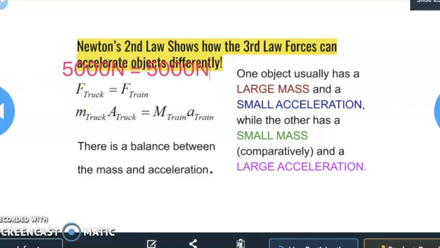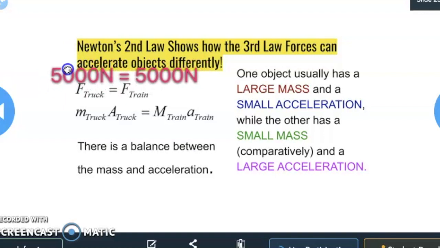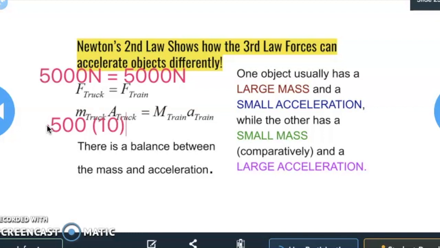Okay, so I know my force is 5,000 newtons, and I'm going to shift that so that it's a little easier to read. So 5,000 newtons is acting on the truck, and 5,000 newtons is also acting on the train, because the size of those forces must be equal according to Newton's third law of motion. All right, so I'm going to go ahead and set the mass of the truck to be 500 kilograms, and that times my acceleration. In order to get 5,000 newtons, I would need my acceleration to be 10 meters per second squared.